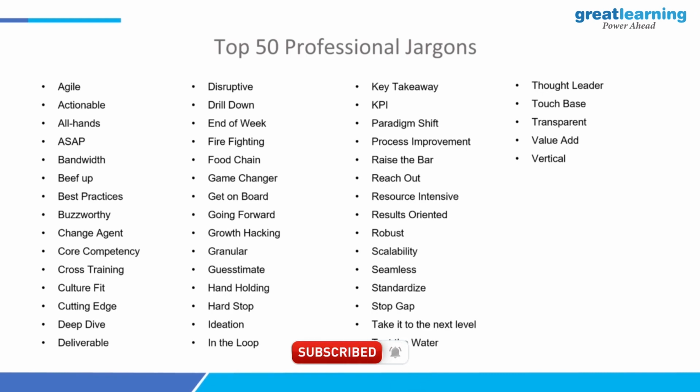All hands. An all hands meeting brings the entire organization together to share updates, ask questions, and to get to know senior leadership better. Unlike team or department level meetings, an all hands meeting ensures everyone receives the same information and messages. ASAP, as soon as possible. Bandwidth. Bandwidth refers to the amount of finite time and resources that one can allocate for any particular project.